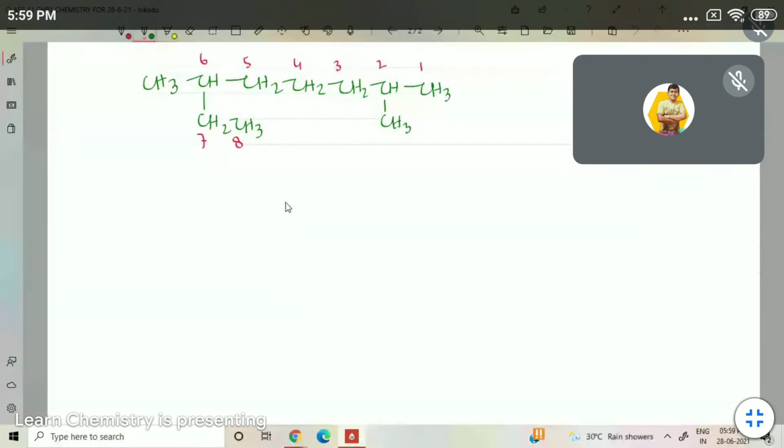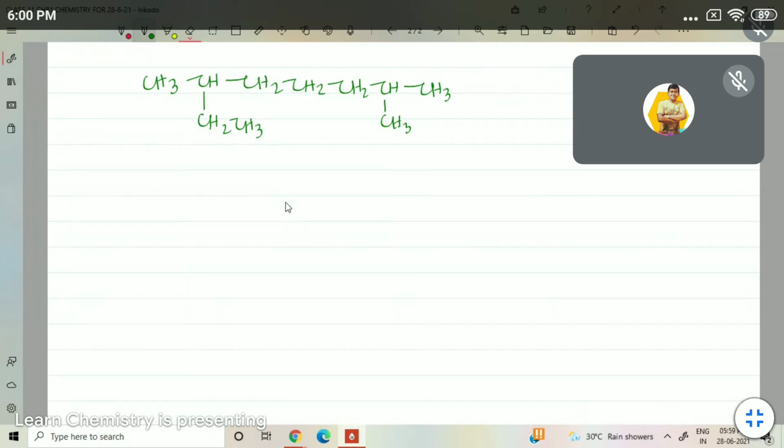So now from which side will we start the numbering? She has said that we should start it from the right hand side. But can't we start it from the left hand side like this? 1, 2, 3, 4, 5, 6, 7, 8. Can't we start it like this? Or we have to give the numbering like this: 1, 2, 3, 4, 5, 6, 7, 8.